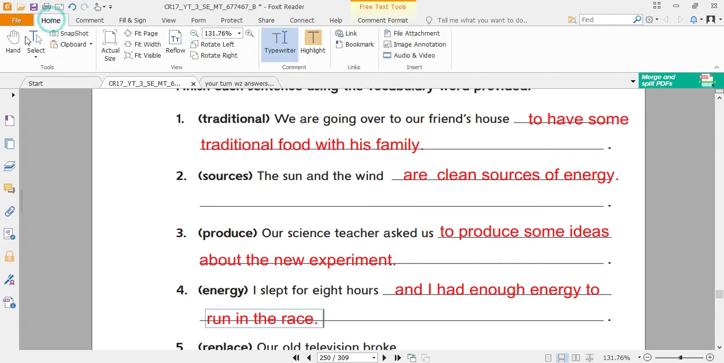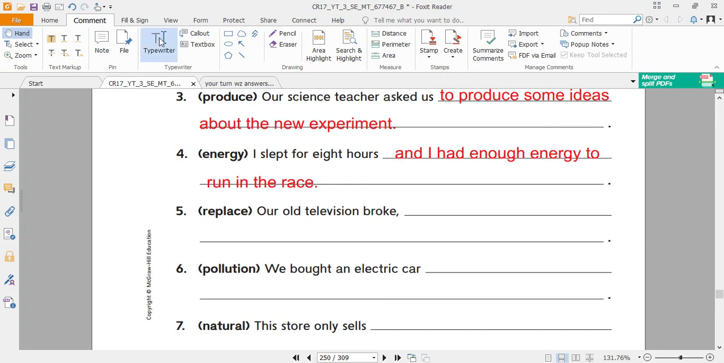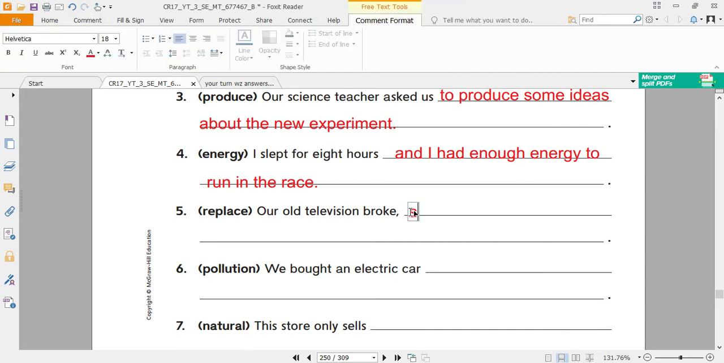Let's look at number 5. Our old television broke. Yes, we need to use the word replace, so we need to replace it with a new one.